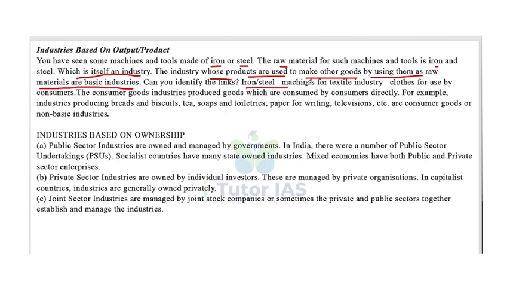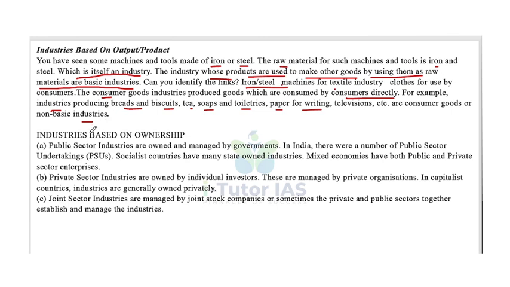Iron or steel for machines in the textile industry, clothes for use by consumers. Okay, textile industries, clothes used. The consumer goods industries produce goods which are consumed by consumers directly. For example, industries producing bread and biscuits, tea, soaps and toiletries, paper for writing, television, etc. are consumer goods or non-basic industries.